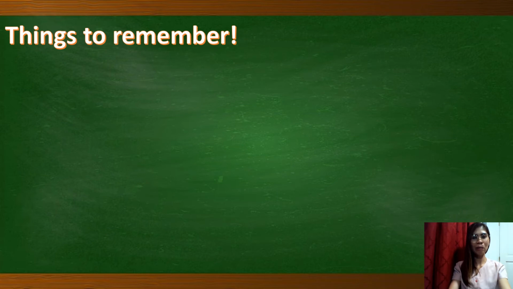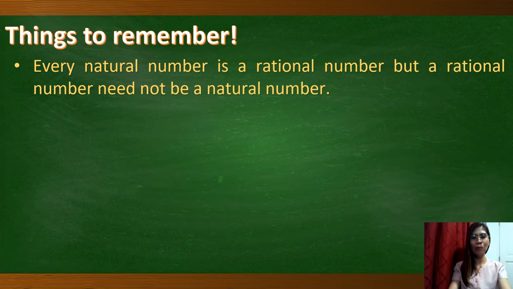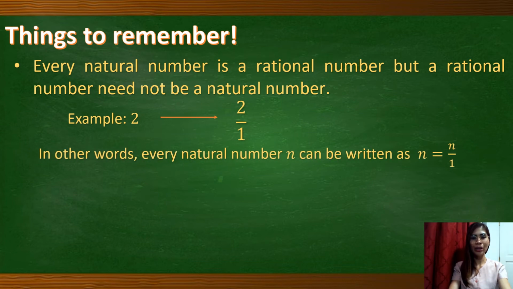In dealing with rational numbers, there are a couple of things to remember. First is that every natural number is a rational number, but a rational number need not be a natural number. Remember that natural numbers are also known as counting numbers. So if we have 2 as an example, we can express it as 2 over 1. In other words, every natural number n can be written as n equals n over 1. Therefore, all natural numbers or counting numbers can be expressed as p over q, where your p is your natural number and q is always equal to 1.